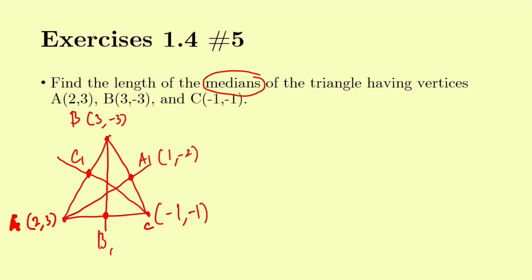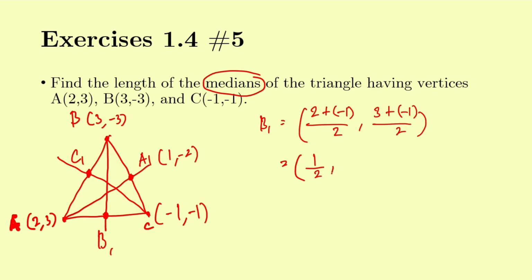Now let's do the same procedure for all of these points. So for B sub 1, we will look for the midpoint of A and C. So the coordinates of B sub 1 are 2 plus -1 divided by 2 and 3 plus -1 divided by 2. And that's equal to 2 plus -1, which is 1, divided by 2, which is 1/2. And then this one, 3 plus -1 is 2, divided by 2, which is equal to 1. So the coordinates of B sub 1 is 1/2 and 1.